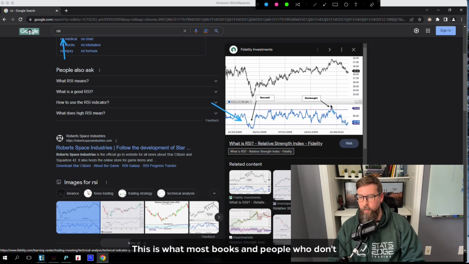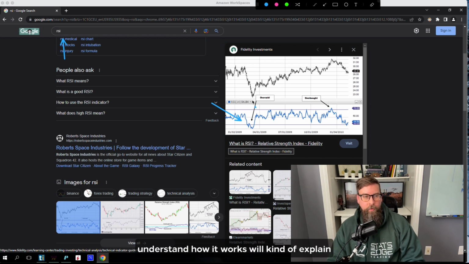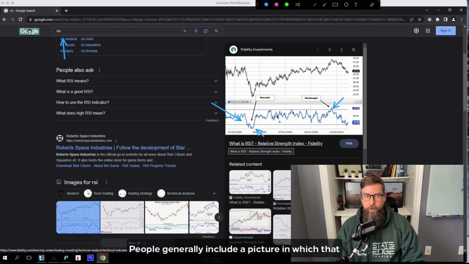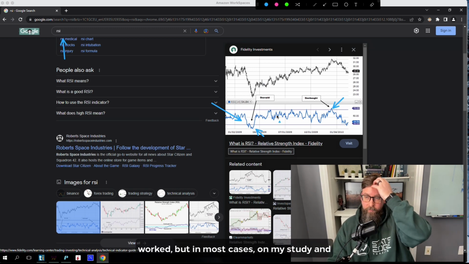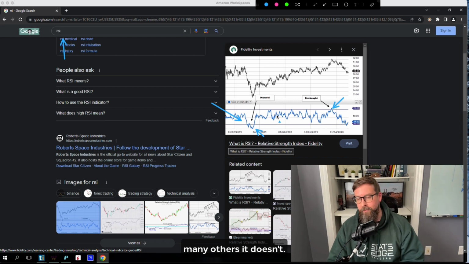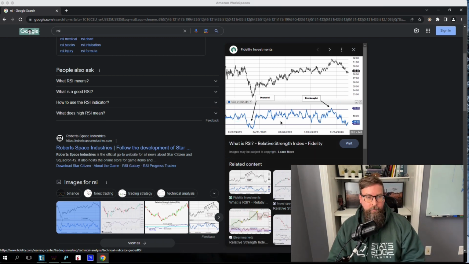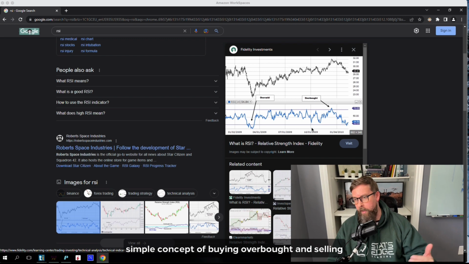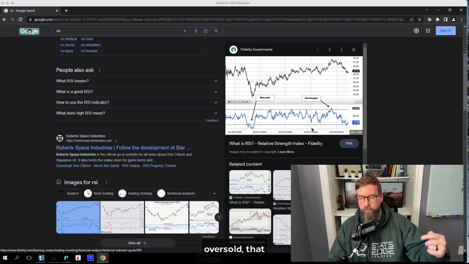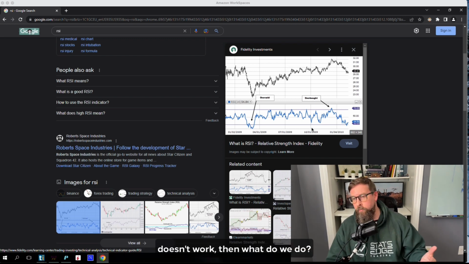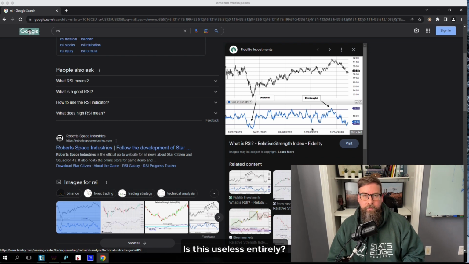This is what most books and people who don't understand how it works will explain: when the stock gets under 30, you buy, and when it gets over 70 on the RSI, you sell. And they'll generally include a picture in which that worked. But in most cases, in my study and many others, it doesn't. So if this simple concept of selling overbought and buying oversold doesn't work, then what do we do? Is this useless entirely?